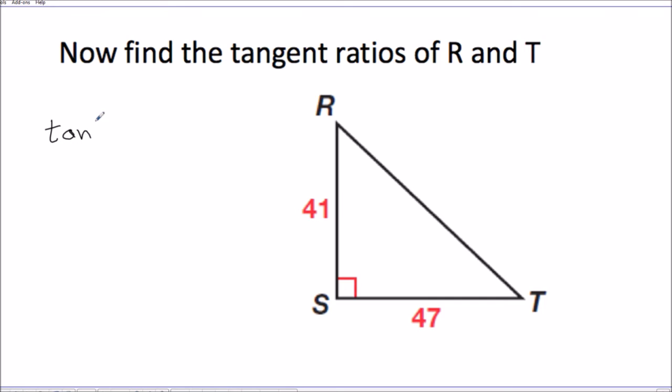So we get tan R. We need opposite from R. R is on top, bottom is 47. So 47, there we go. And we need the adjacent, and that's 41.